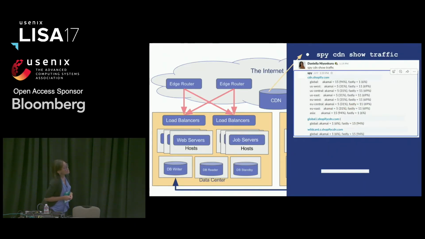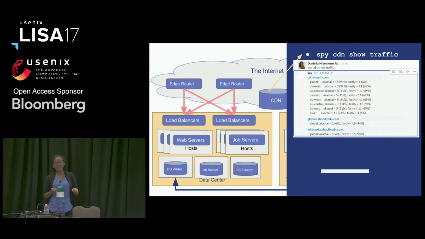Let's start with the CDN. CDN stands for Content Delivery Networks. As I said before, this is what we use to store images. And then one of the things that we can do with spy is actually show the traffic that each one of those active endpoints is actually getting. So spy CDN show traffic will actually show how much traffic every endpoint is getting.